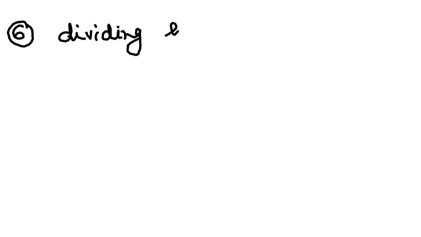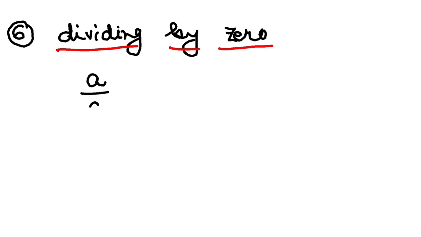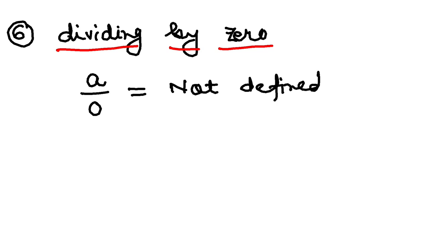Now let us go to property 6. Property 6 is interesting: dividing by 0. This property says if I take an integer a and divide by 0, the result is not defined. We don't know the value of a by 0. Dividing a by 0 is not possible. It does not exist. Very, very important. Please try to remember this property.